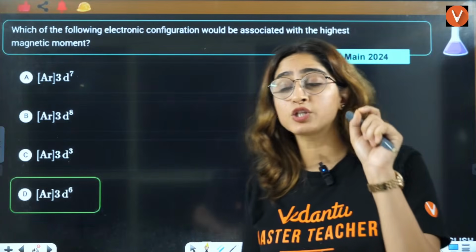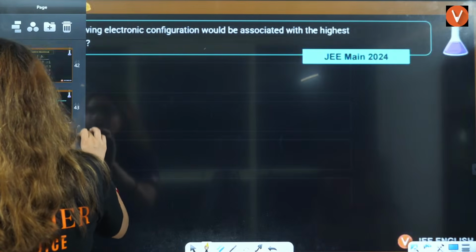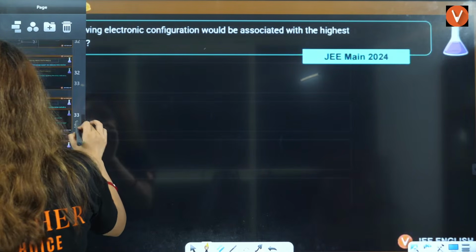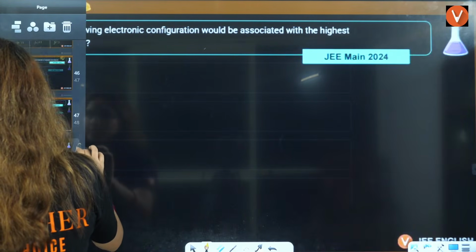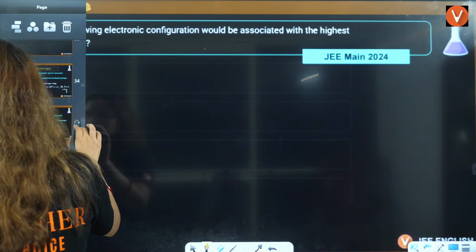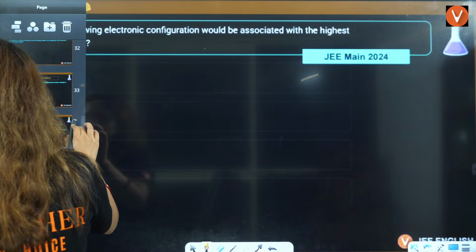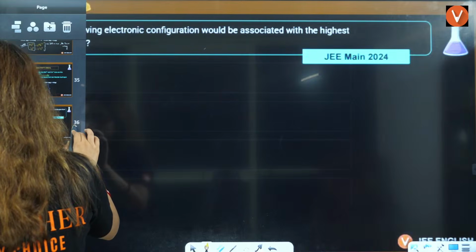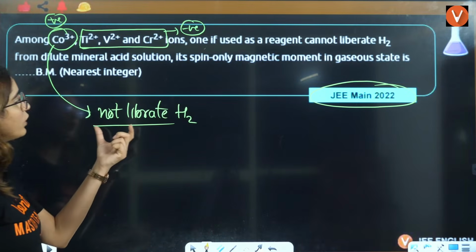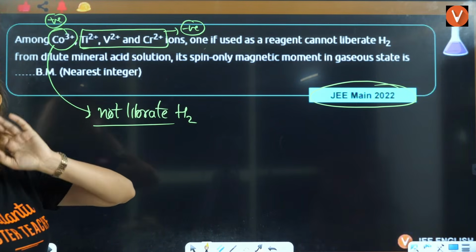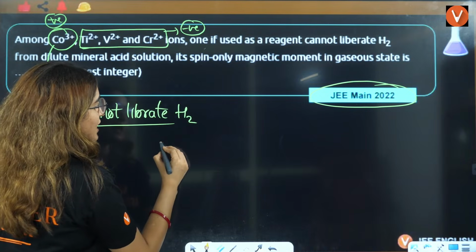So I would advise you guys, in today's lecture we have discussed a lot of things. And there was one question that was left here. What was that? It was this one. Wait a minute. Yes. Here I told you that cobalt is not going to liberate, so they asked the magnetic moment of cobalt. So you can answer this as well.